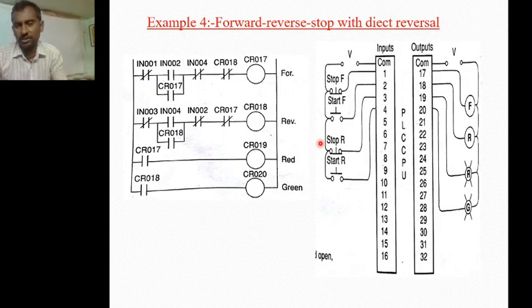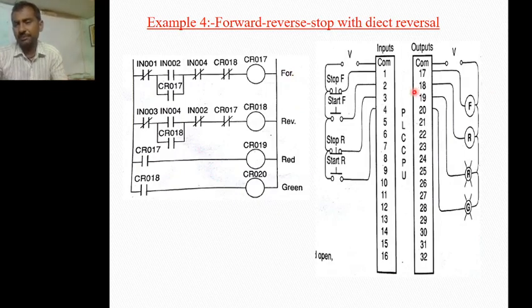So here the CR019 represents the red light indication and CR020 indicates the green light indication. So when we press the IN004, then directly this IN004 is also on. So this IN004 contact is a normally closed contact. So when we make it on, then this normally closed contact acts as an open contact. So because of this open contact, the CR017 appearance is not possible. So when the motor rotates in the reverse direction, then there is no possibility for the forward direction, and that reverse direction can be indicated by the green light.